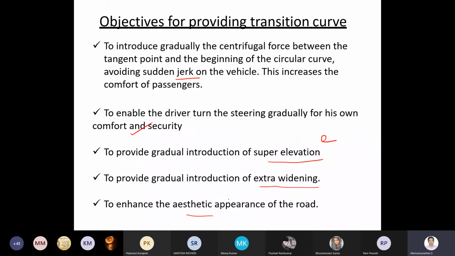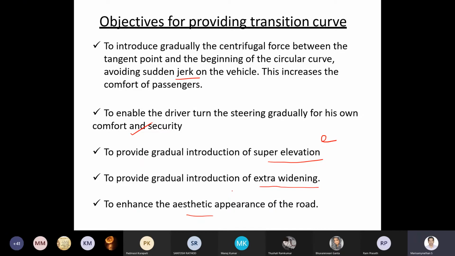When it comes to the type, there are three types: spiral, cubic parabola, and lemniscate. These are the three types of transition curve. But the Indian Roads Congress, IRC, recommends the spiral as the best transition curve to provide on the field, because it fulfills the requirement of the perfect transition curve, which means the rate of change of centrifugal acceleration happens gradually, so the accelerations are consistent. That is the reason we provide it.